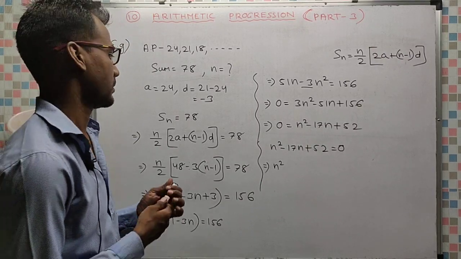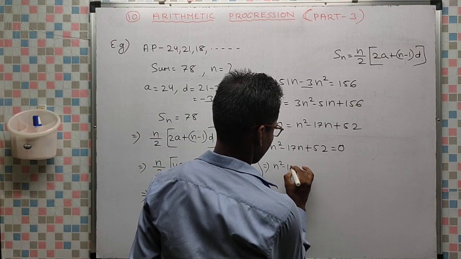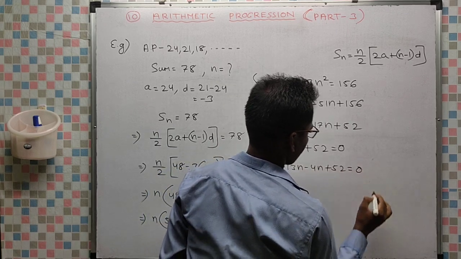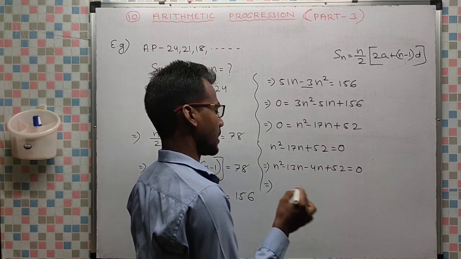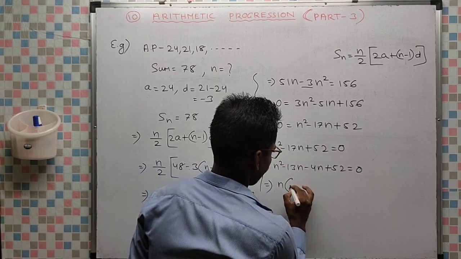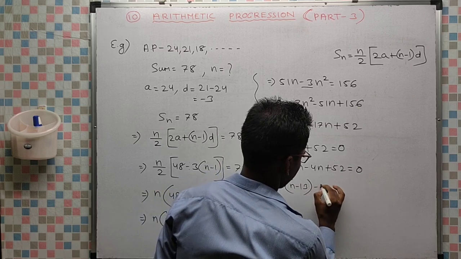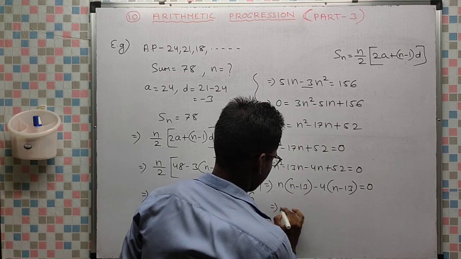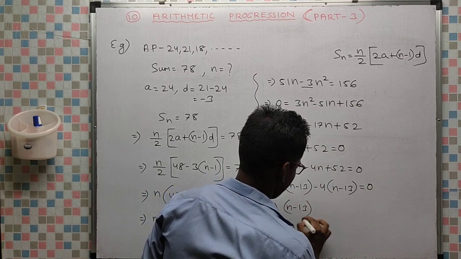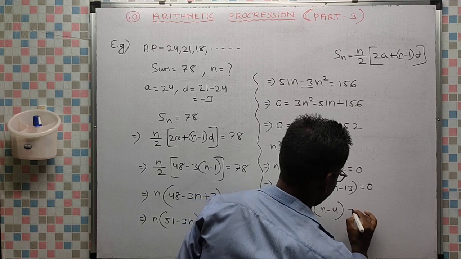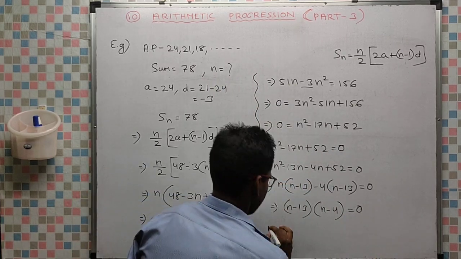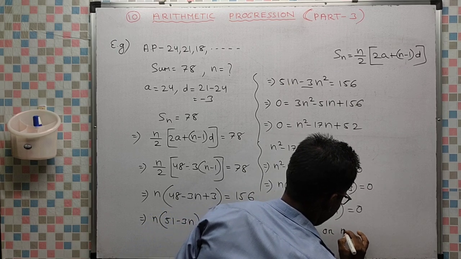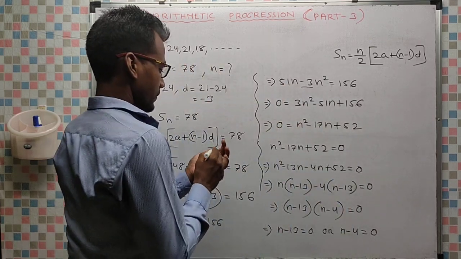13 and 4. So n square minus 13n minus 4n plus 52 is equal to 0. I have told how to solve this, so I am not explaining it again. n into n minus 13 minus 4 into n minus 13 is 0. n minus 13 whole into n minus 4 is 0. So n minus 13 is 0 or n minus 4 is 0.